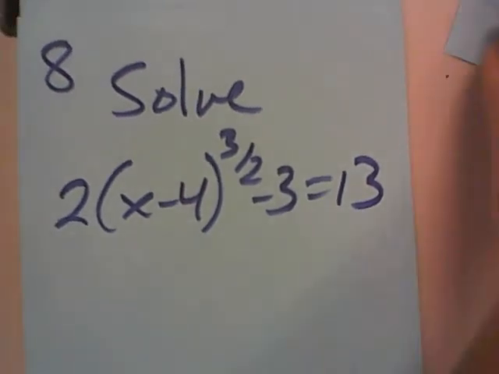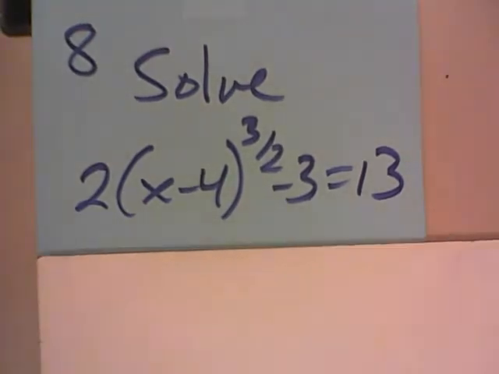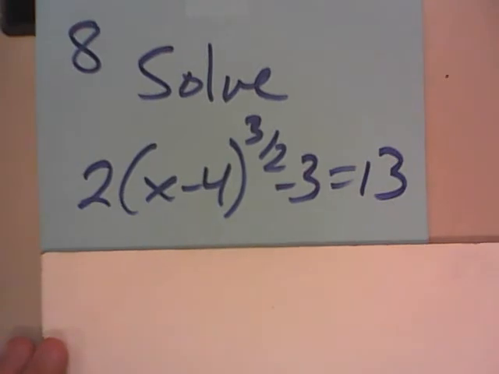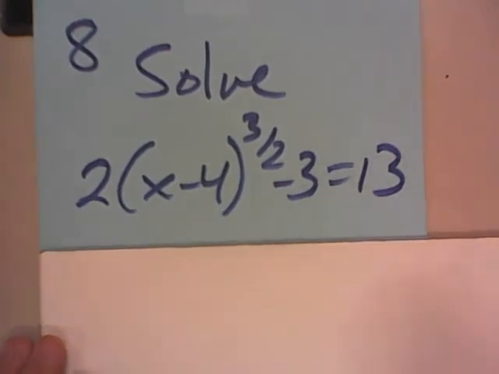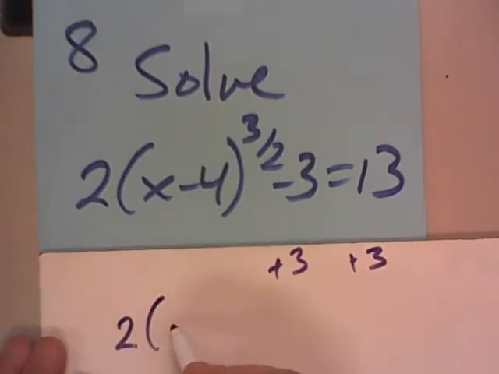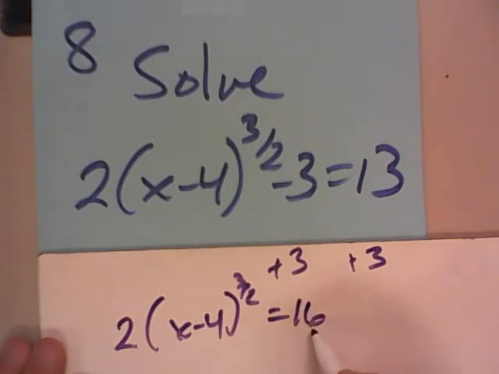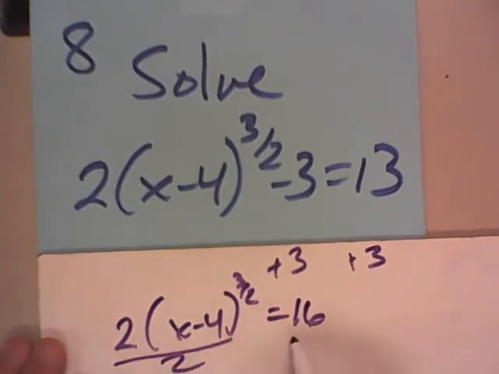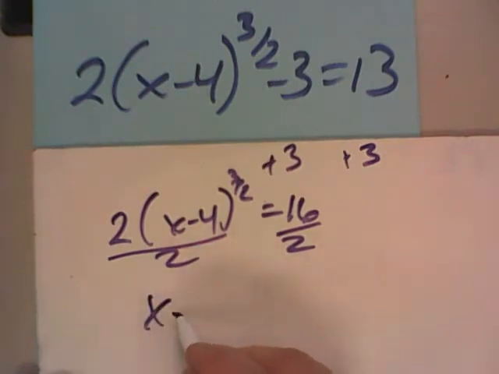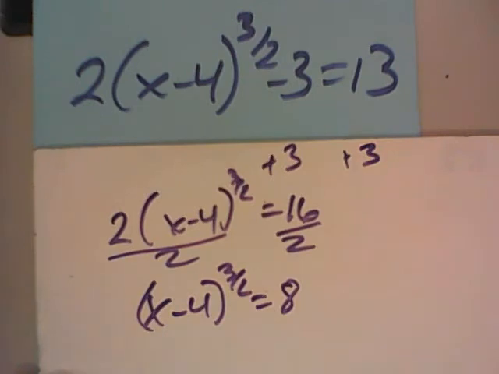Now we're solving equations. And when we solve this equation, we want to start by getting the radical exponent, that whole thing that we're taking to the exponent by itself, which means we're going to start by adding 3 to both sides. So I'll have 2 times x minus 4 to the 3/2 power is going to equal 16. But then I want to get rid of the 2, so I'll divide both sides by 2, and then that'll just leave me x minus 4 to the 3/2 power is equal to 8.